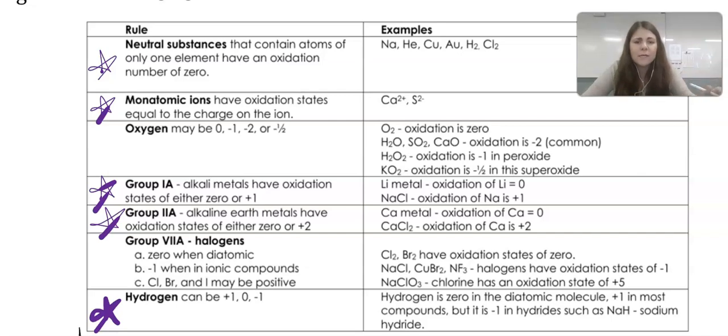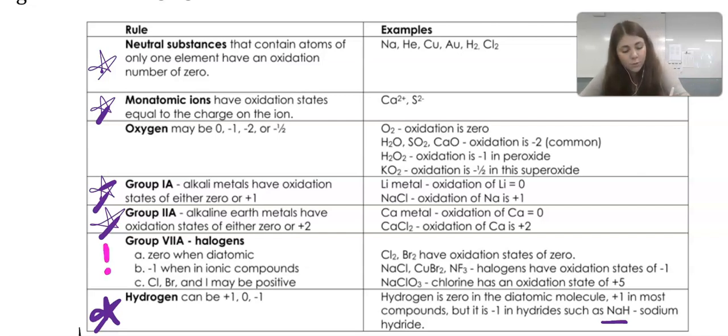Hydrogen tends to be fairly easy as well. It can be +1, 0, or -1. That's because if we talk about hydrogen by itself, 0. If you see hydrogen listed first in an ionic compound, +1. But please note we do have hydrides. So looking at this example of sodium hydride, sodium's +1, so hydride has to be -1.